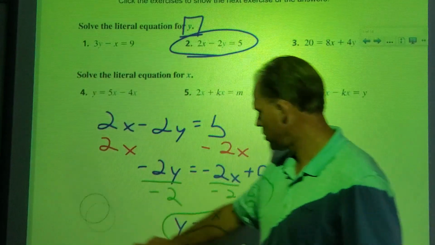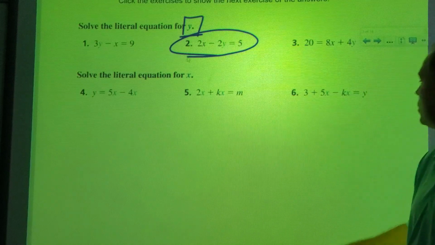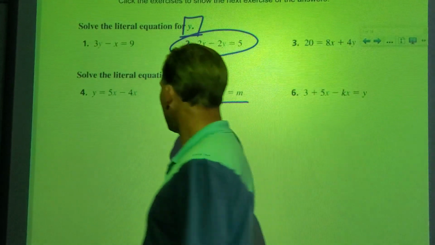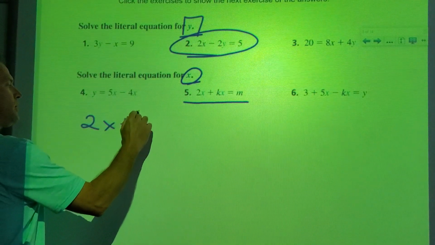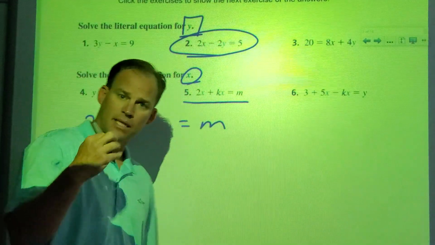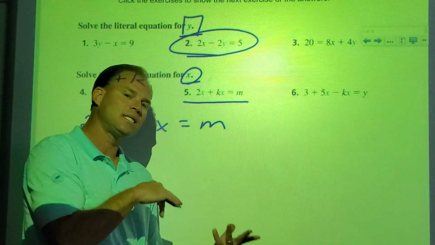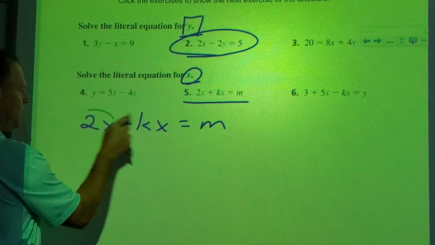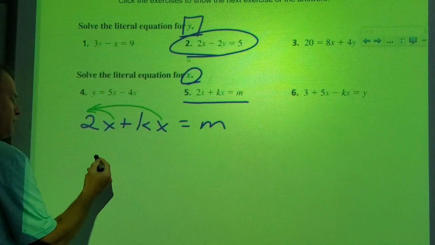Next, let's do another one of these bottom ones. We did that the other day. Let's look here: solve for x. I've got 2x + kx = m. Solve for x. Now in this case, I've got 2 x's, so I need to undistribute those x's. Pull them out, get them out of there.